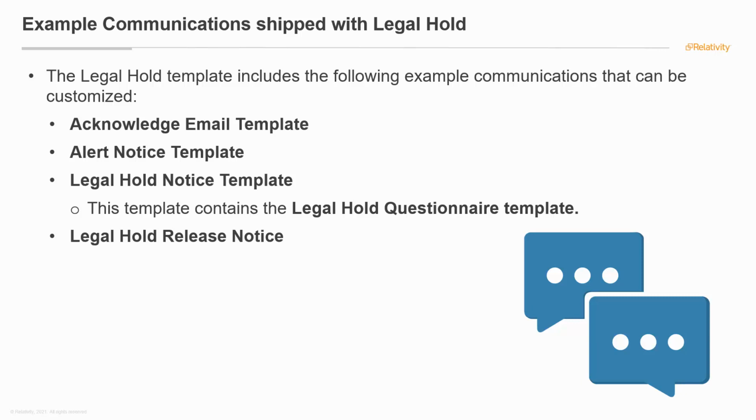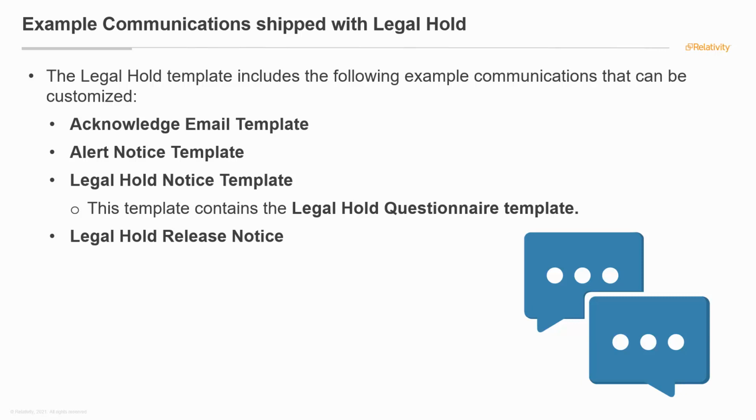So the acknowledge email template includes an acknowledge email merge field inside the body of the text for a custodian to acknowledge a legal hold without any further investigation. The alert notice template notifies anyone in the alert group that a custodian might have potential involvement in a legal hold or matter. An alert notice can also notify the alert group that a custodian has answered a question in a way that requires attention. So maybe it's something for IT or human resources, for example.